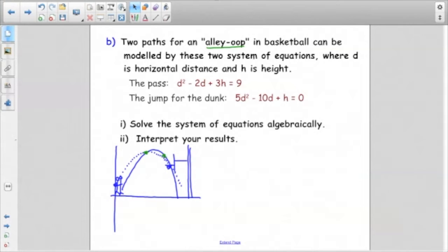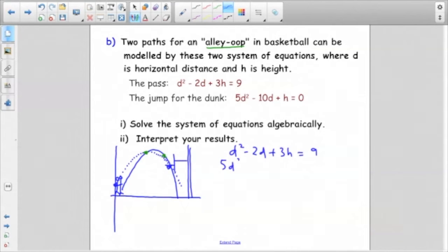Okay, so how are we going to do this? Well, we have two systems. So we have d squared minus 2d plus 3h equals 9. This one we have 5d squared minus 10d plus h equals 0. So see how I lined everything up? H is on h, d is with d squared, d squared. Okay, so we want to get rid of this h.